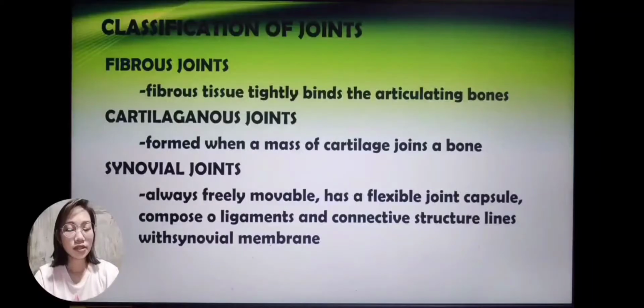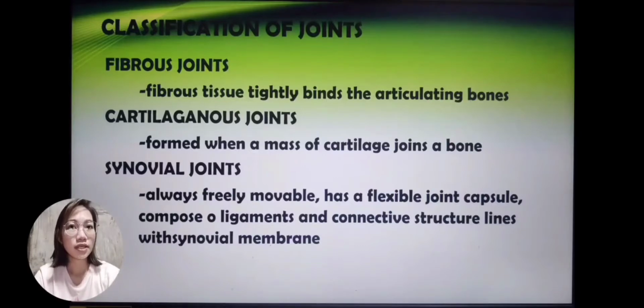Let us now proceed to the classification of joints. First is the fibrous joints. Fibrous joints are found where fibrous connective tissue tightly binds the articulating bones. Then second is the cartilaginous joints. Cartilaginous joints are formed where a mass of cartilage joins bones. Then last is the synovial joints. Synovial joints are always freely movable.